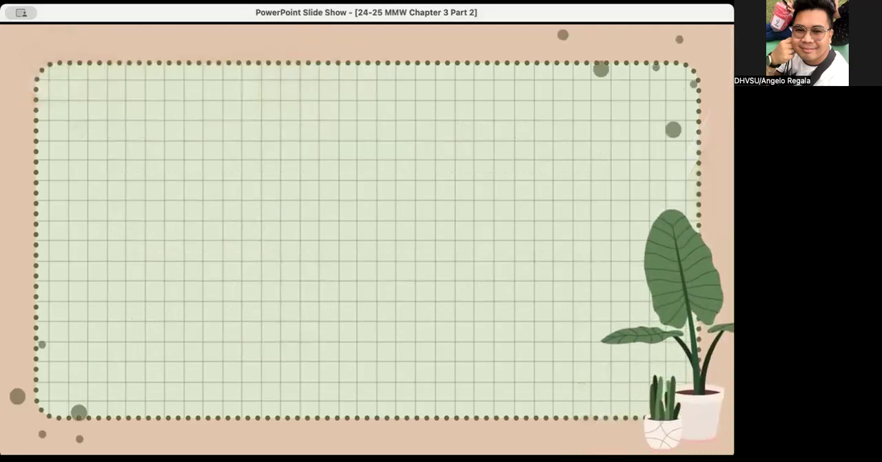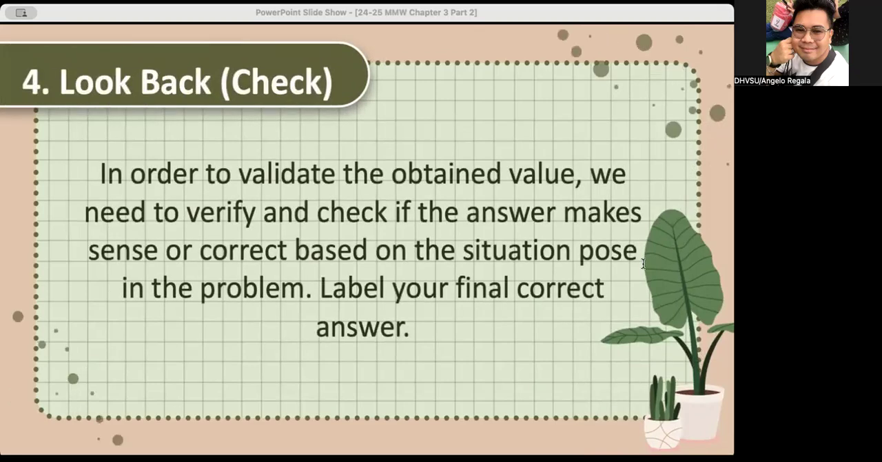Then afterwards, according to Polya, the next step is to look back. You check, okay? In order to validate the obtained value, we need to verify and check if the answer makes sense or is correct based on the situation posed in the problem. Then label your final answer. So it is appropriate to check if your solutions satisfy the statement of the problem. By verifying it, like check, recheck, that is how we look back and check.